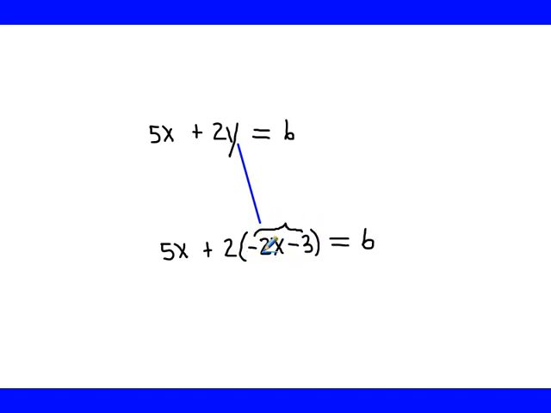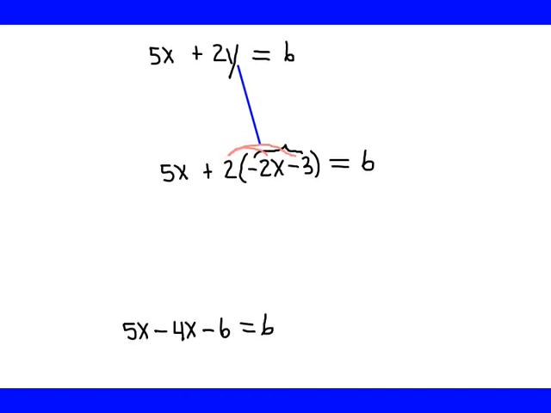Now everything here, the negative 2x and the negative 3, has to be multiplied by that 2. So I have 5x plus 2 times negative 2x minus 3 is equal to 6. So now using the distributive property, that 2 has to multiply the negative 2x and the negative 3. So when we multiply, let's see what it is that we end up getting. So in this case, we end up getting negative 4x.